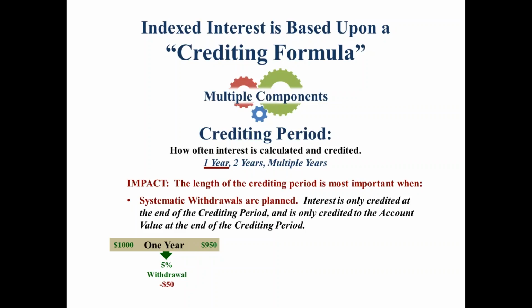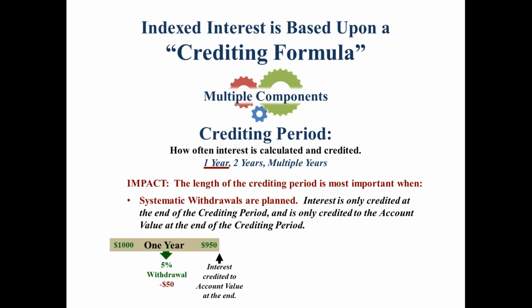So at the end of that 1 year, what's that? Okay. So listen, what that means is I started out with $1,000. I pull out $50, or 5%, or whatever it might be. So at the end of that 1 year crediting period, what have I got in the account? I got $950, right? So whatever interest they credit, 1%, 5%, whatever, is only going to be applied to whatever amount of money is in that account value at the end of the crediting period.